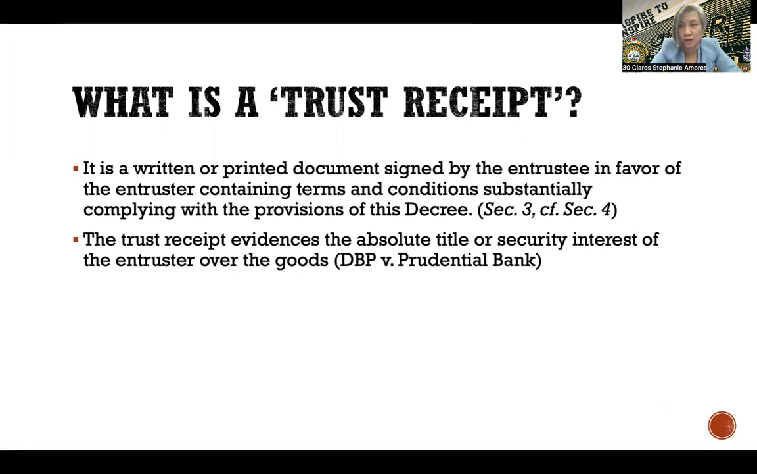So this is a written or printed document, and the parties to this document are called the entruster and the entrustee. So this is signed by the entrustee, and it is constituted in favor of the entruster, and this contains terms and conditions which substantially comply with the provisions of PD 115. So this document evidences absolute title or security interest of the entruster over the goods.